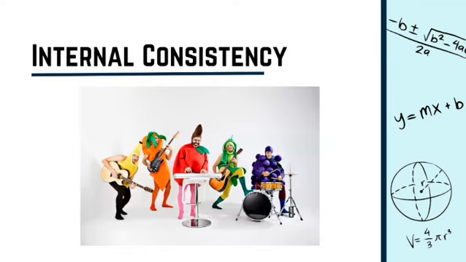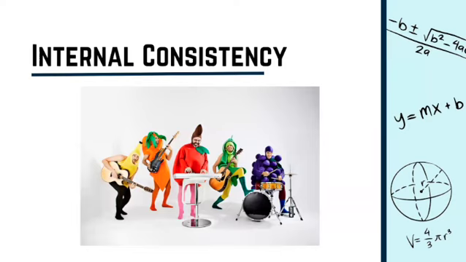Internal consistency is like making sure all the players in the band are playing in the same tune. So let's say that you went to a band where each musician was playing their own melody. If the band practices and all the musicians start playing the same melody together, that's good internal consistency.